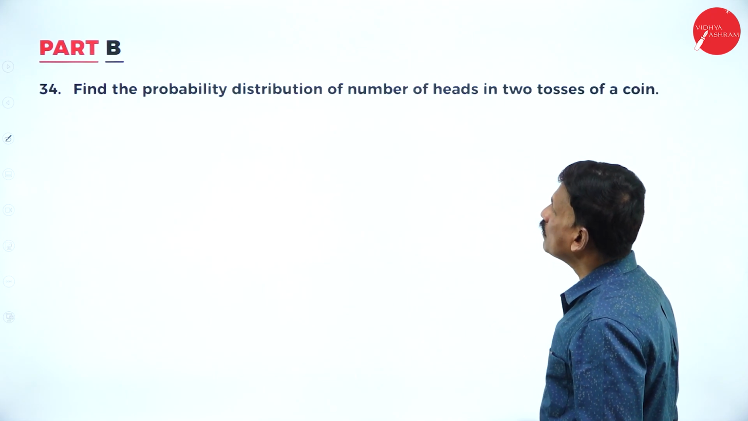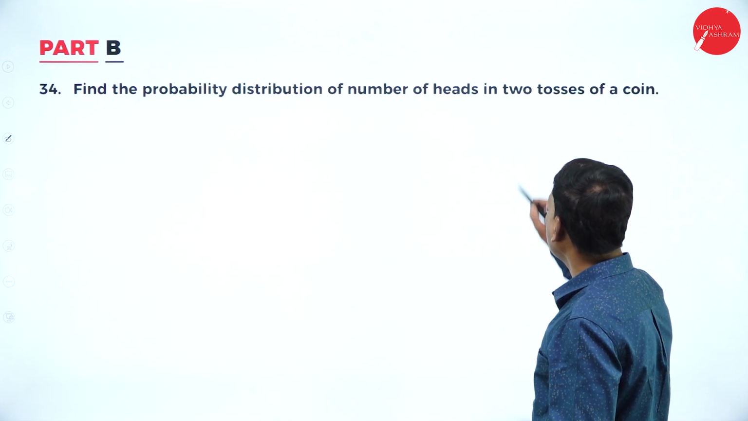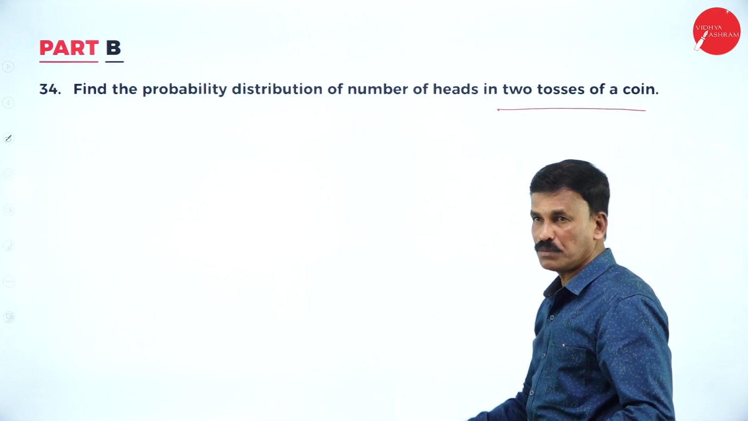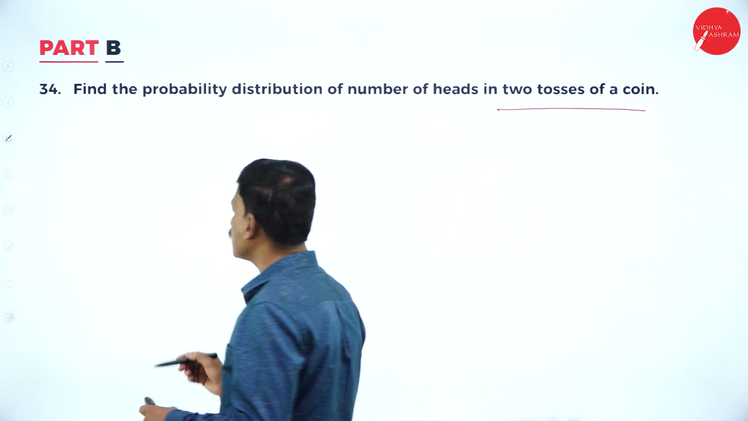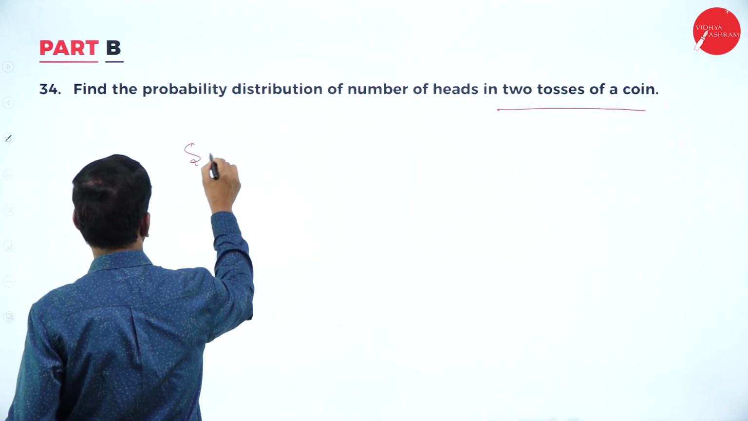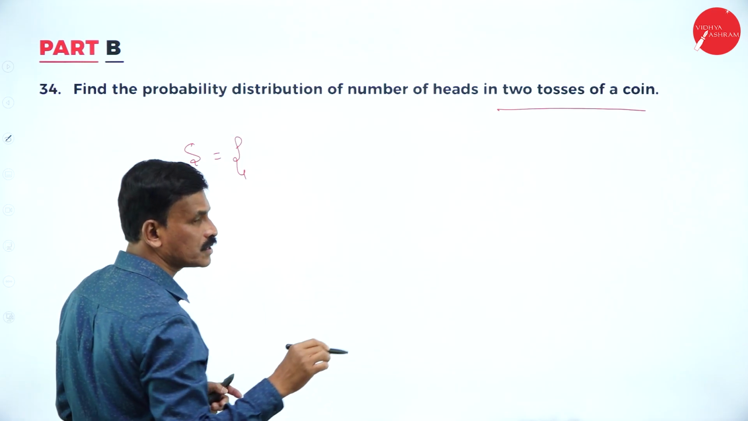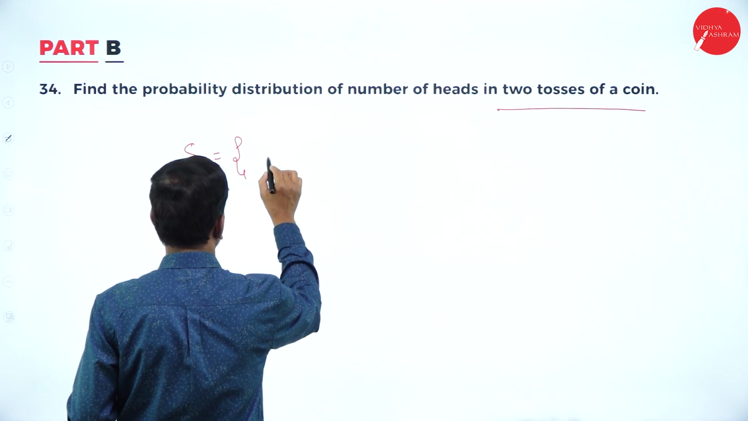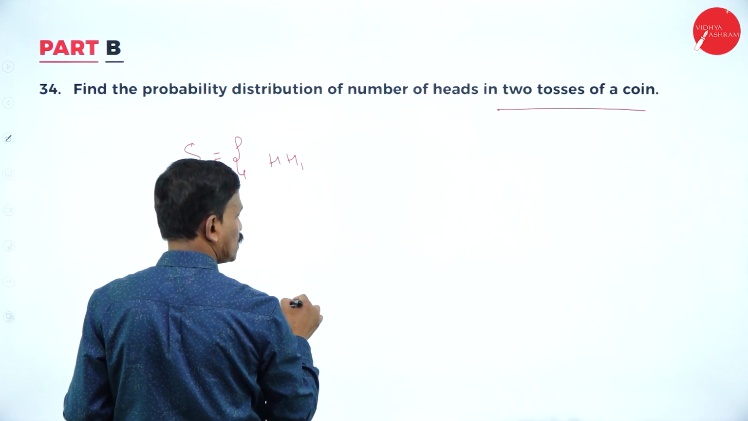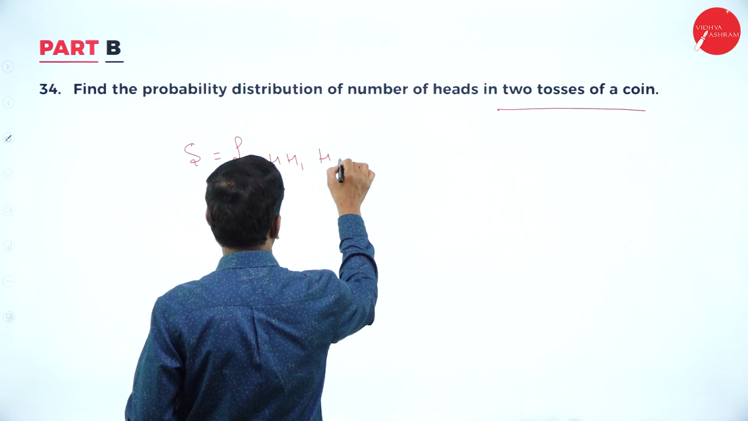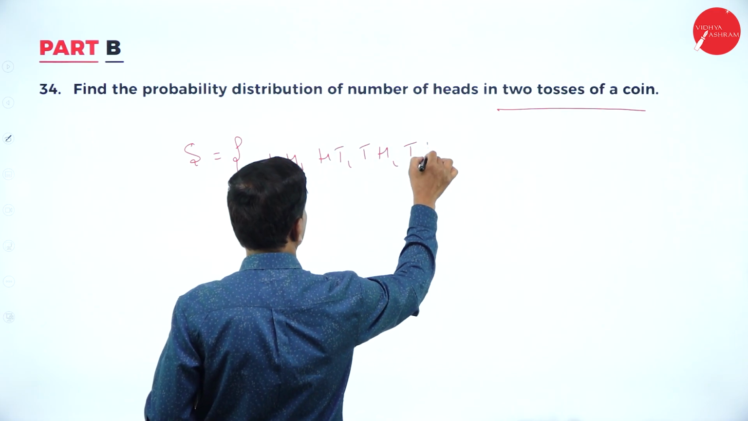Now, next one. Find the probability distribution of number of heads in two tosses of a coin. Let the sample space be. If we do two tosses, what are the possible events? Head and head, head and tail, tail and head, tail and tail.